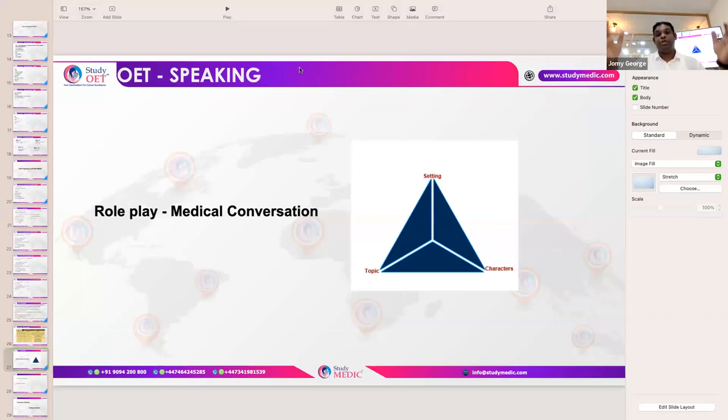Medical conversation. You can see there is a triangle on screen, and you can see three points noted there: setting, characters, topic. We already discussed that. The setting is a medical setting, that means hospital. The characters are medical professionals. The topic is medical: disease, treatment, whatever.